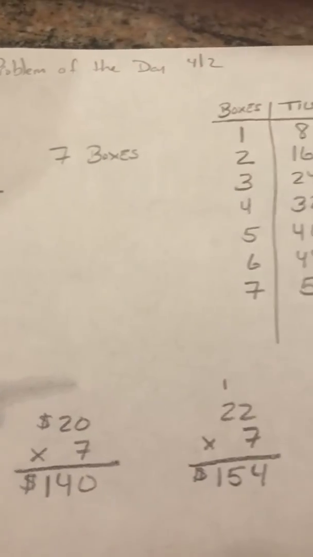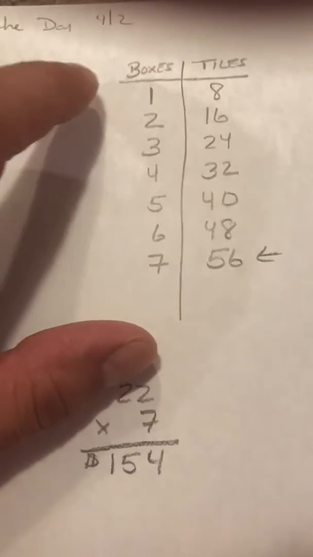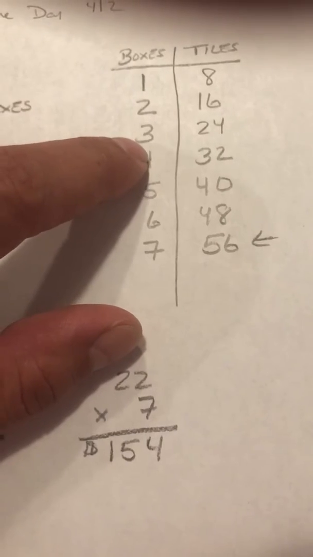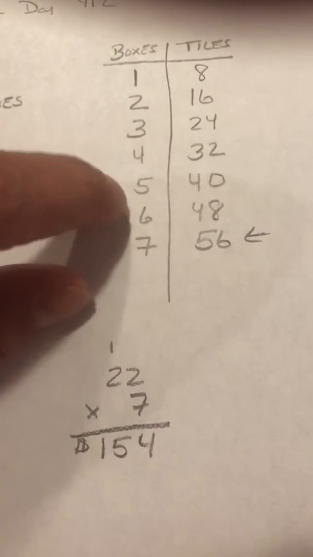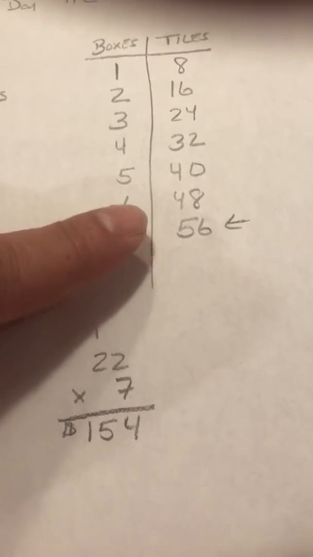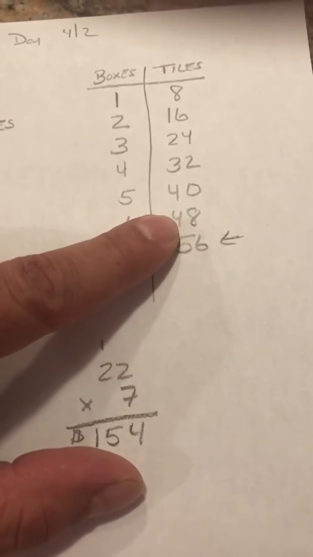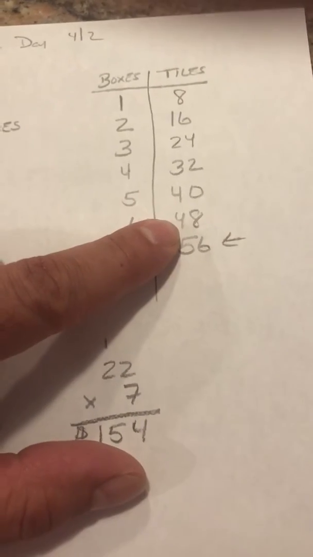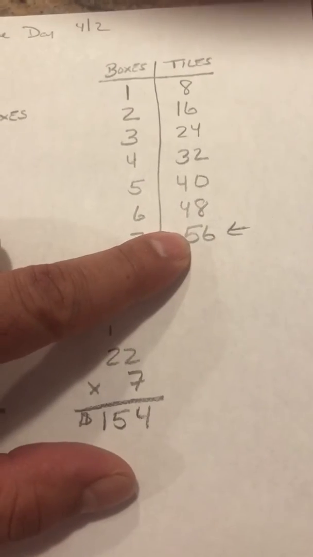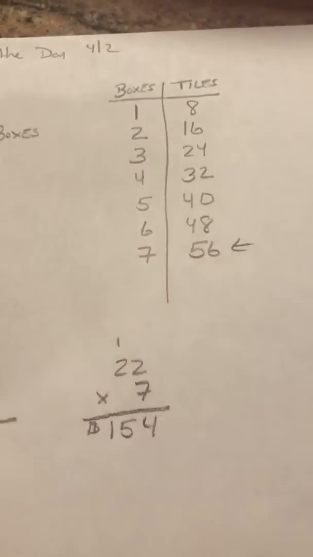Now, if we look here, I also did it in a T-chart. So again, here I have my boxes. On the other side, I have my tiles. So we know 1 box is 8 tiles, 2 boxes is 16, 3 is 24, 4 is 32, 5 is 40, 6 is 48, and 7 is 56. Now here you can see exactly what I mean. Where 6 boxes only gets you 48, she needs 54. So in order to get 54, she's going to have to buy the 7th box to have more than enough. So she'll actually have 2 extra tiles left over with 7 boxes.